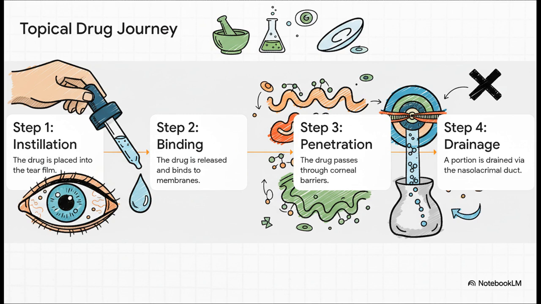So, when you put in an eye drop, it kicks off this surprisingly complex journey. First, it lands in the tear film. But here's the thing, a huge chunk of it gets washed away almost immediately through the nasolacrimal duct. What that means is only a tiny fraction of that drop actually gets a chance to reach its target inside the eye.